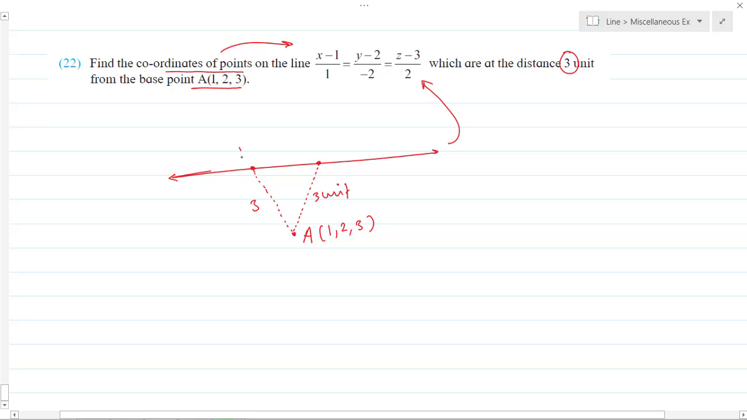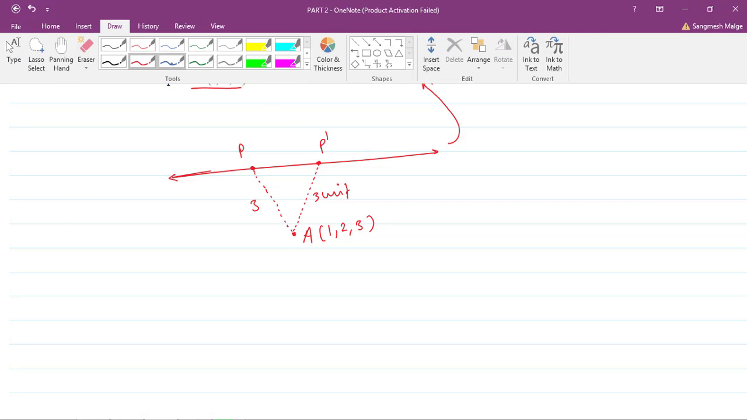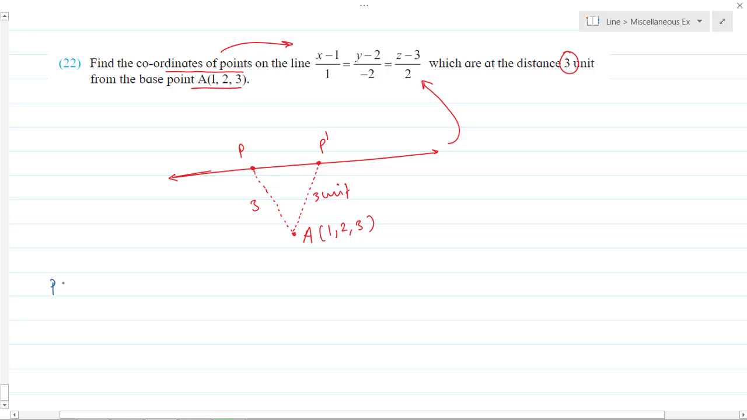Let me take this as P and this becomes P dash. I want to find the coordinates of P and P dash, and both lie on the same line. That means the coordinates of P should satisfy the equation of this line. So let me take the coordinates of point P as (x1, y1, z1).